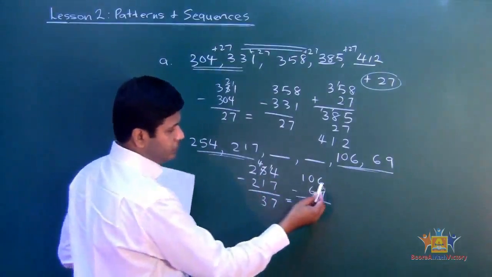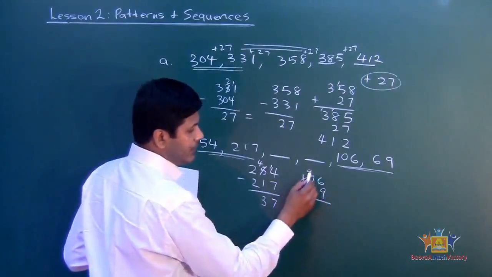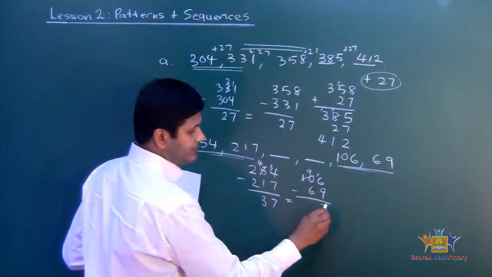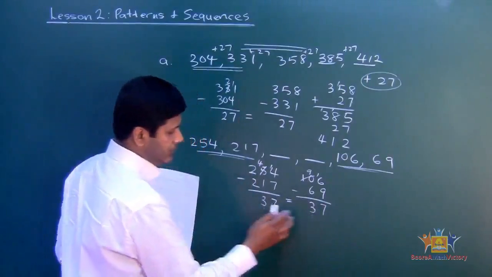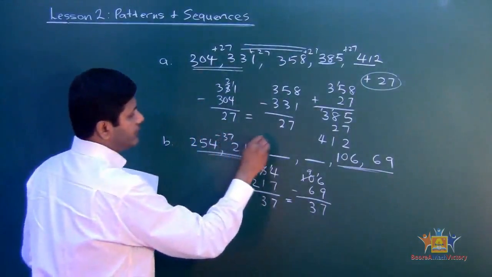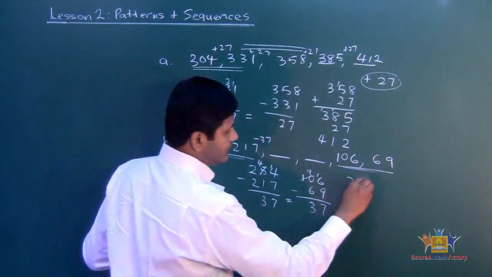Now let's look at this one. 6 minus 9, I can't. Borrow from 10. 10 becomes 9. 6 becomes 16. 16 minus 9 is 7. 9 minus 6 is 3. See, they both give 37. That means I'm subtracting 37. So 217 minus 37.